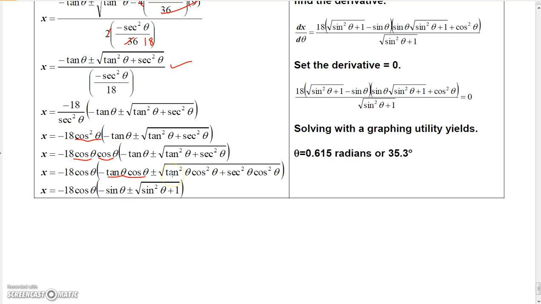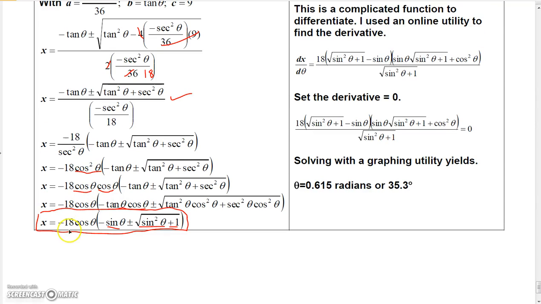Well, you can check this, but tangent squared times cosine squared is actually sine squared. And then secant squared and cosine squared are reciprocals of one another, so their product is just going to be 1. And then here, tangent theta times cosine theta is just sine theta. So basically, I've got it simplified down to a little bit simpler formula.